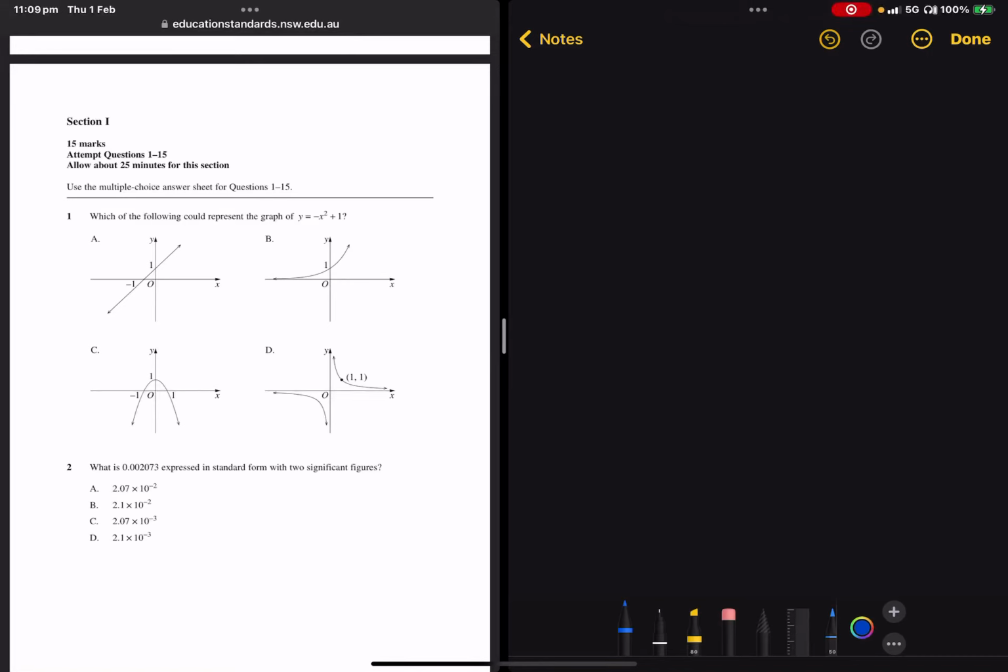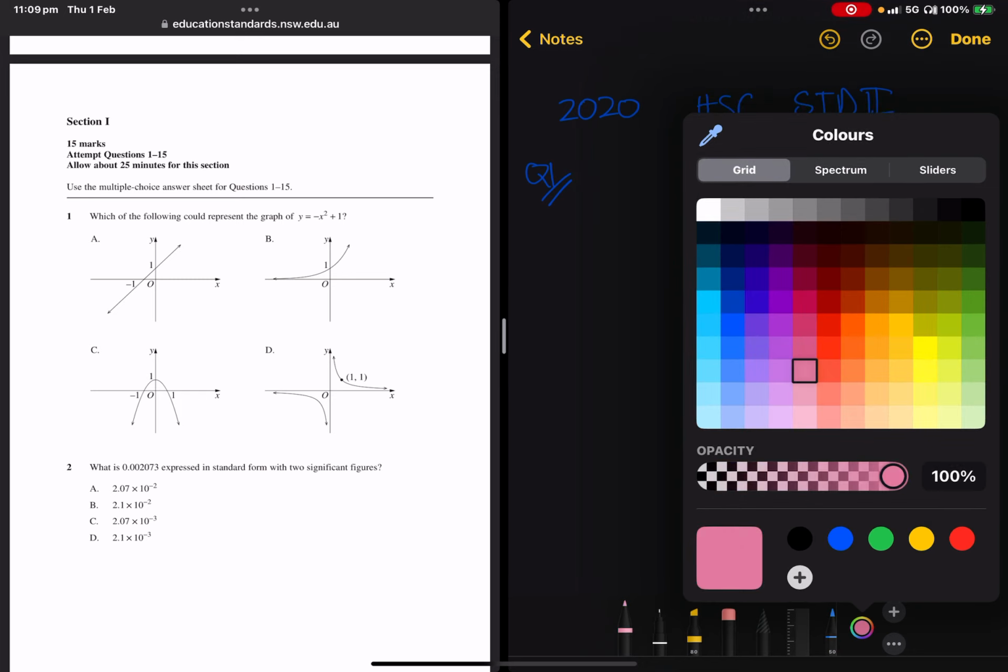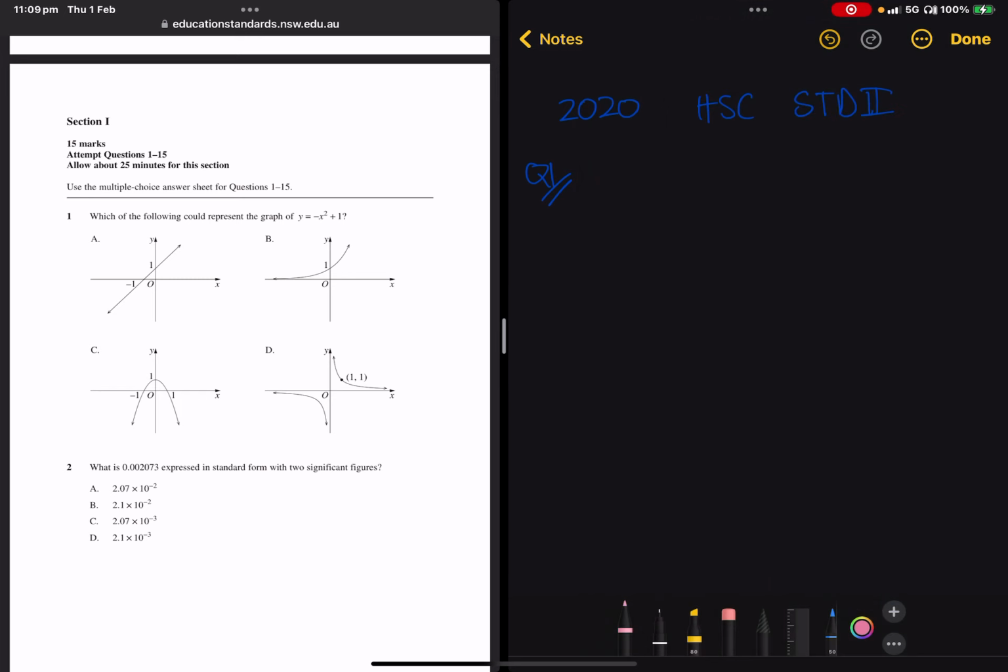Okay, so we're going to have a look at some questions from the 2020 HSC Standard 2 Maths paper. So we're going to do the multiple choice, so I'll have a look at question 1. Let's change colour. So which of the following could represent the graph y equals minus x squared plus 1?